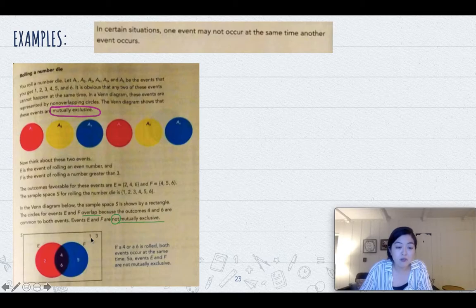And they wrote the other outcomes here that were not included in the sample space, from event E and F. So then 1 and 3 were not included, so then they just wrote it here. You can write 1 and 3 anywhere, as long as it's inside the rectangle and not inside the circles.